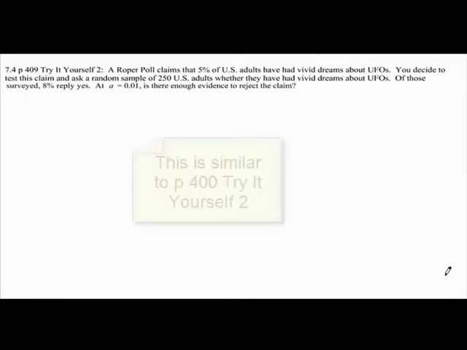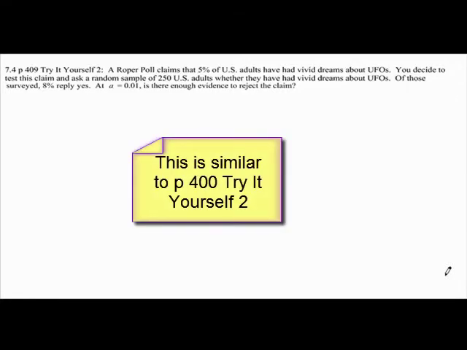In 7.4, page 409, try it yourself 2. A Roper poll claims that 5% of U.S. adults have had vivid dreams about UFOs. You decide to test this claim and ask a random sample of 250 U.S. adults whether they have had vivid dreams about UFOs. Of those surveyed, 8% reply yes. At alpha equals 0.01, is there enough evidence to reject the claim?